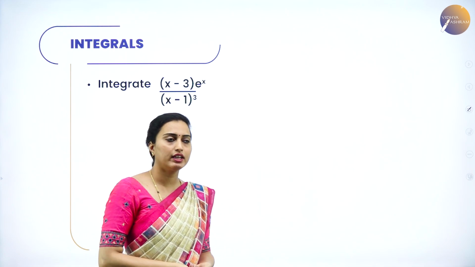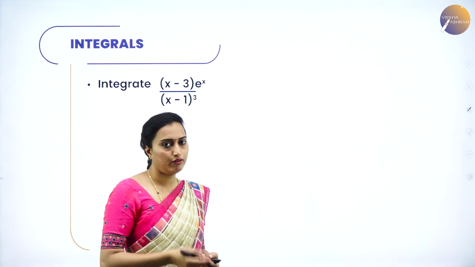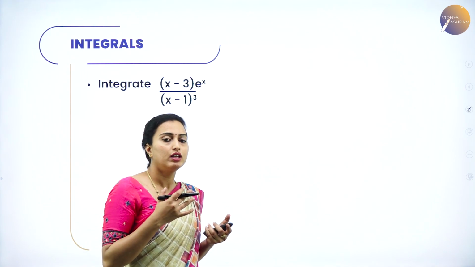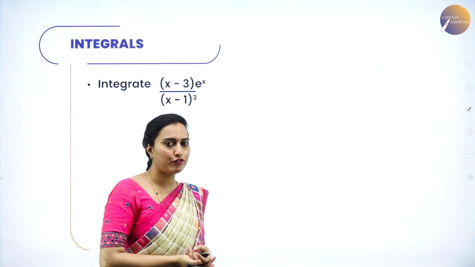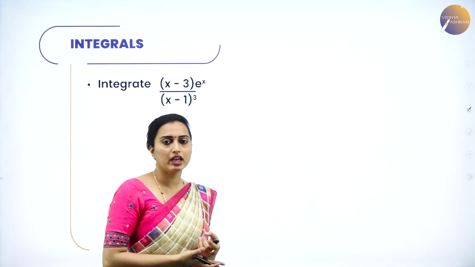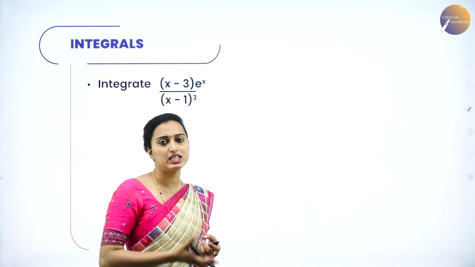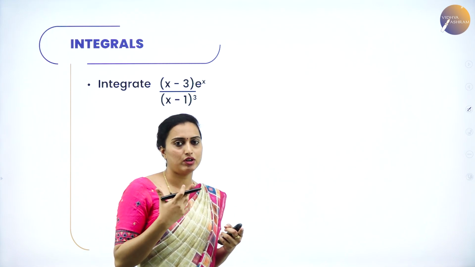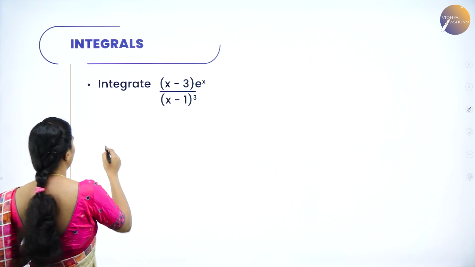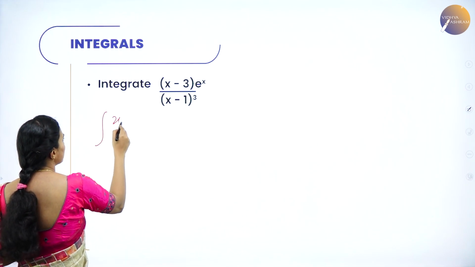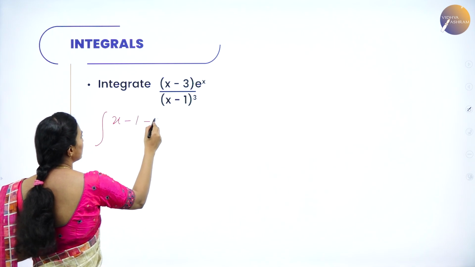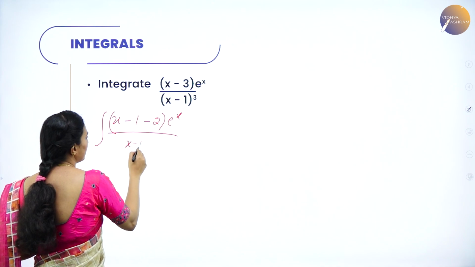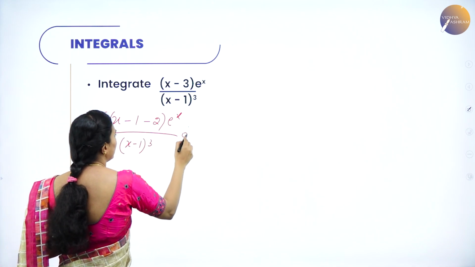Integrate x minus 3 into e power x. Here the denominator is x minus 1 whole cube, but the numerator is x minus 3. I can write x minus 3 in terms of x minus 1: minus 3 as minus 1 minus 2, which is minus 3 only. Why am I splitting that? Because the denominator is in the form of x minus 1. So let me take the numerator as integral of x minus 1 minus 2 into e power x divided by x minus 1 whole cube into dx.